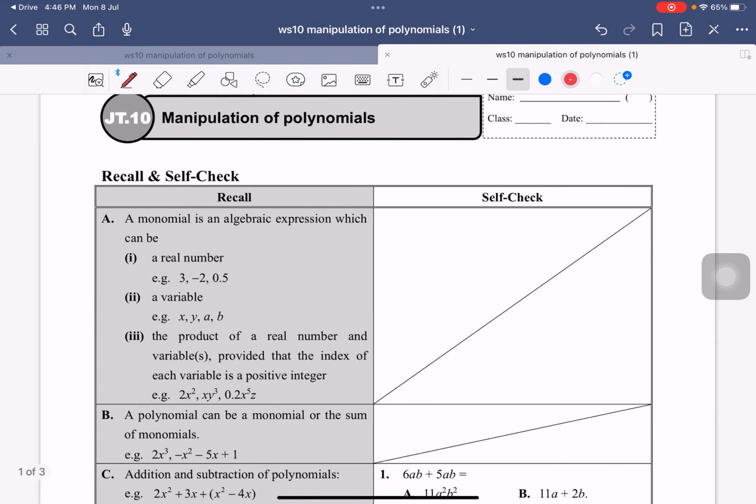In this video, we're going to talk about the manipulation of polynomials. So first of all, we talk about what the meaning of polynomials is. From this part, we can see that a polynomial is actually the sum of monomials. So what is a monomial?